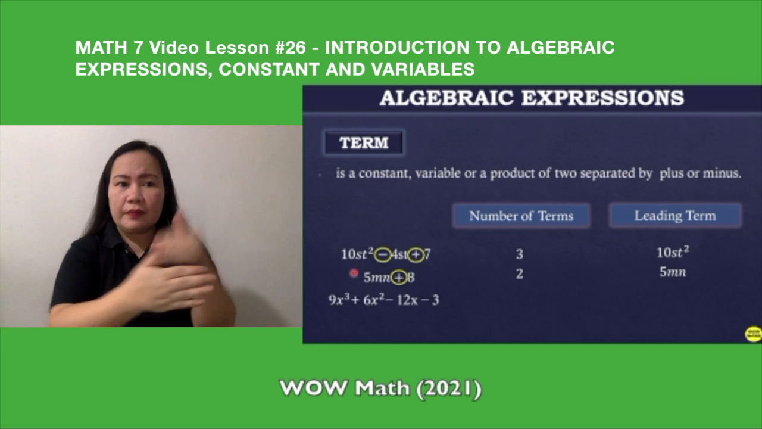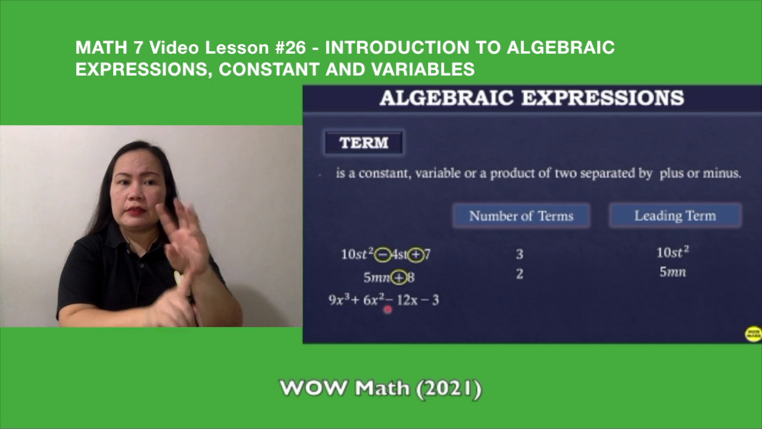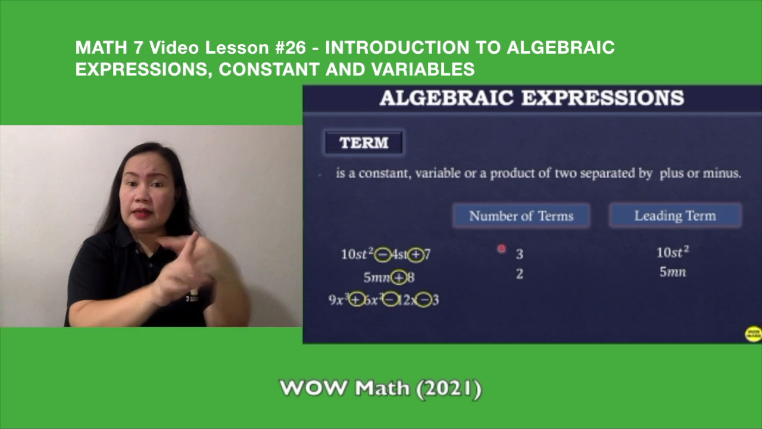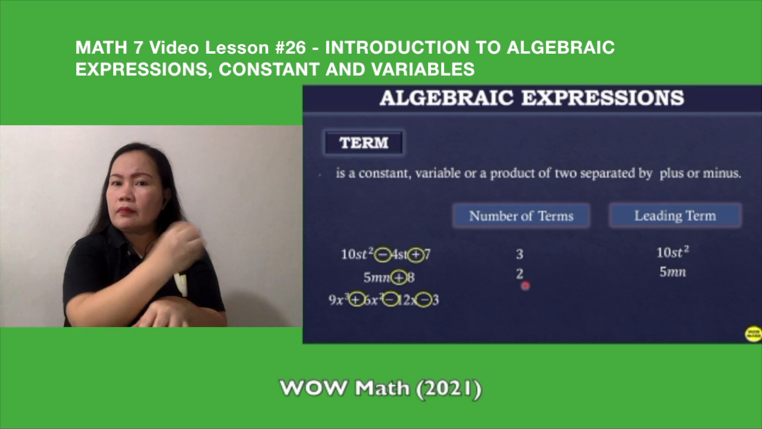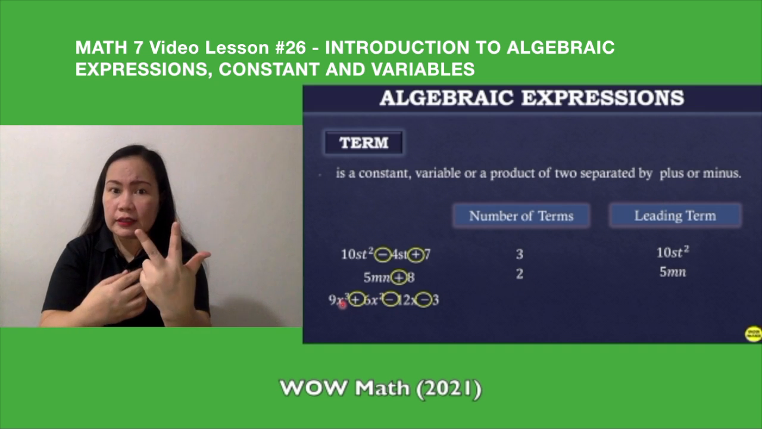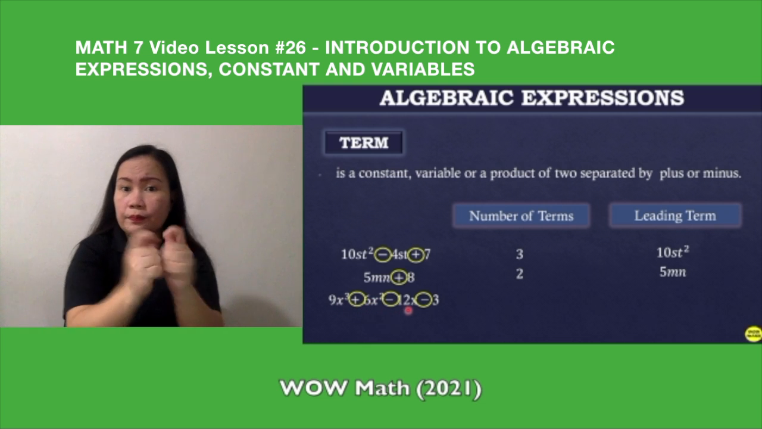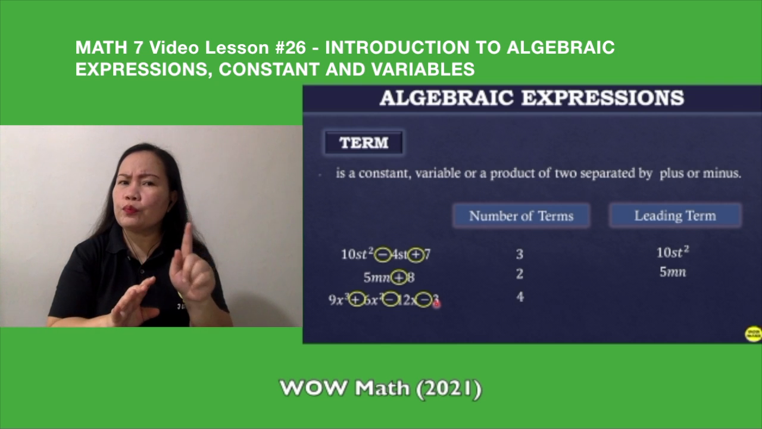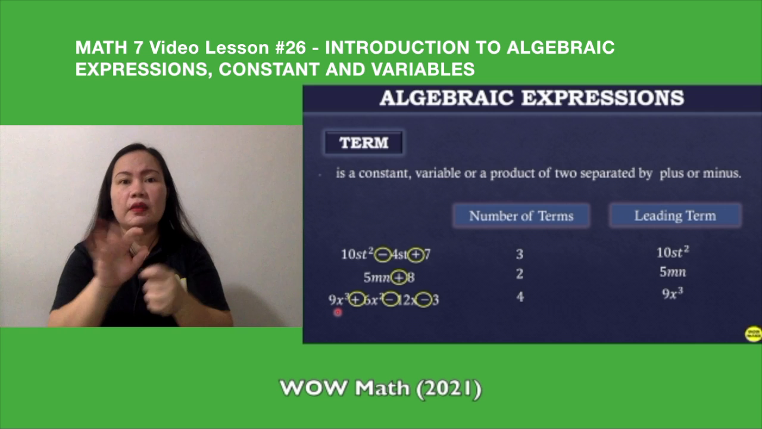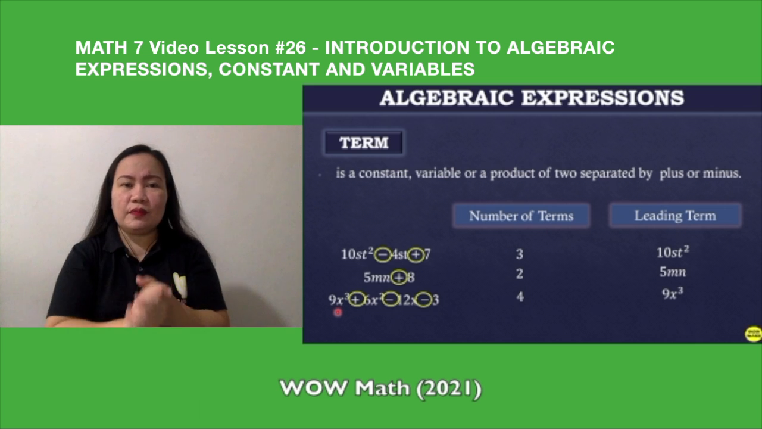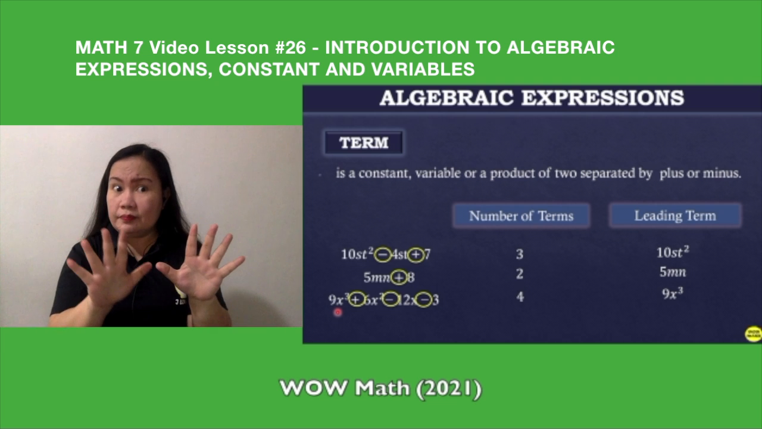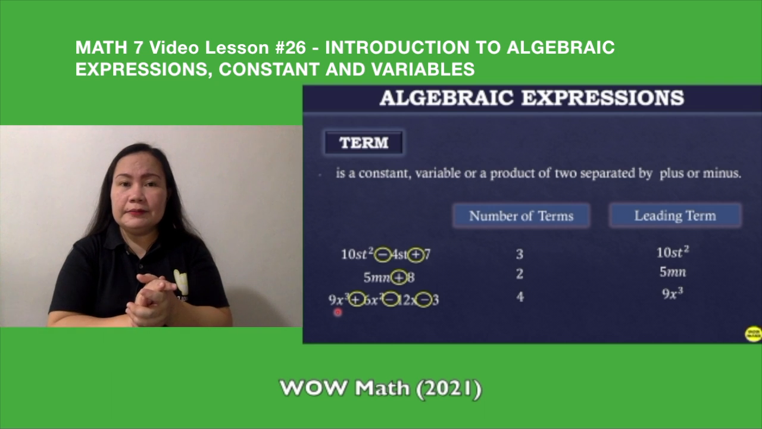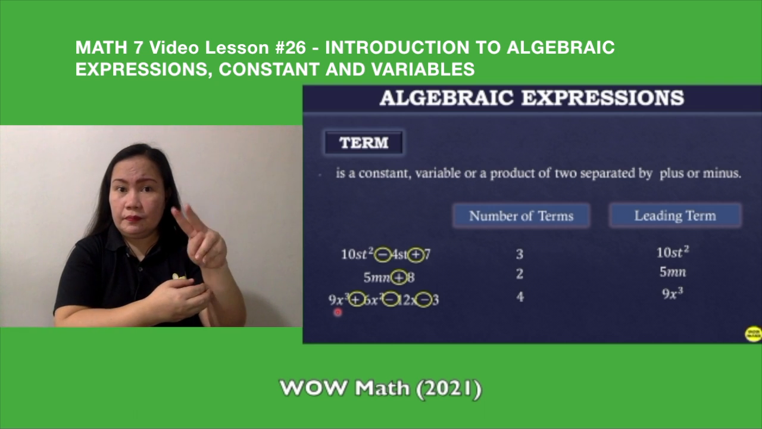Okay, so next. 9x cubed plus 6x squared minus 12x minus 3. So, sige. Ito po ang naghihiwalay. Plus and minus lang po. Ayan ha, based dun sa ating definition. So, bilang natin ang terms. 1, 2, 3, 4. Okay, so we have 4 terms. And then, what is the leading term? 9x cubed. Okay. So, sana malinaw po ang ating pagkuha ng number of terms and the leading term, the coefficient, the numerical and literal coefficient, ang pag-differentiate natin sa constant and the variable.